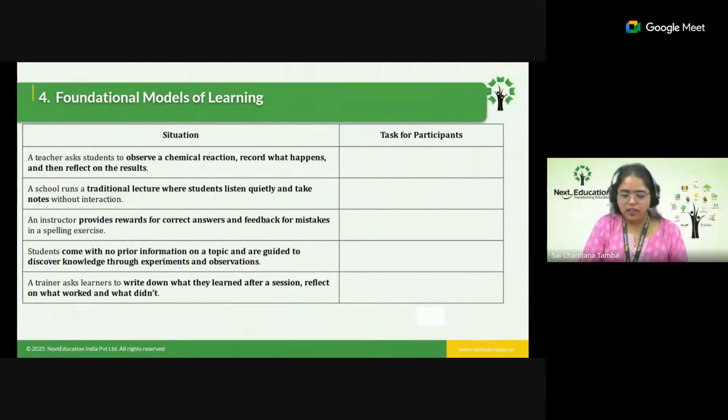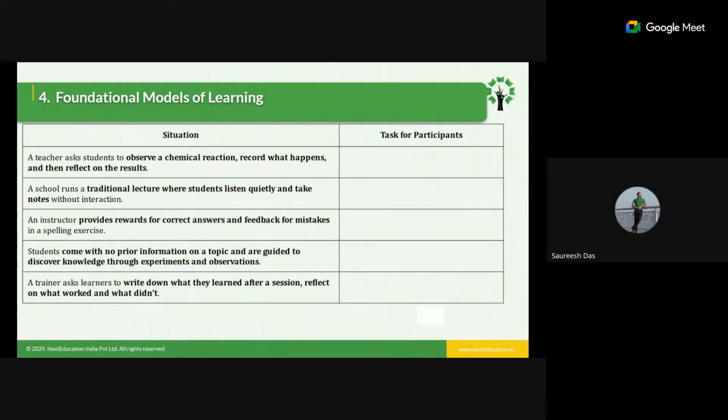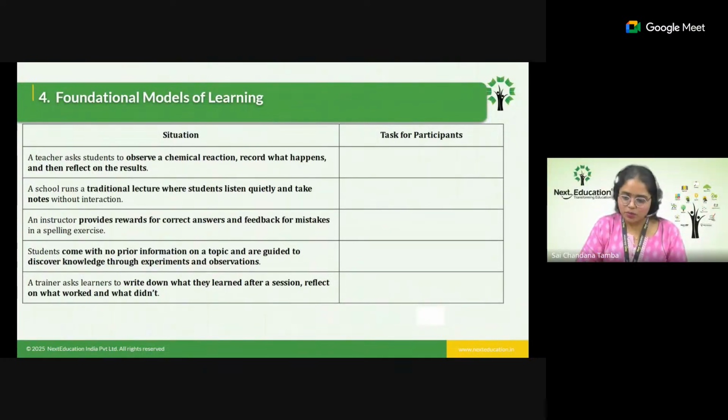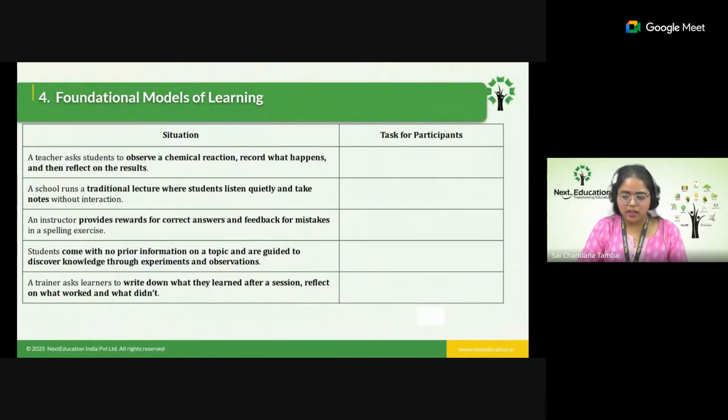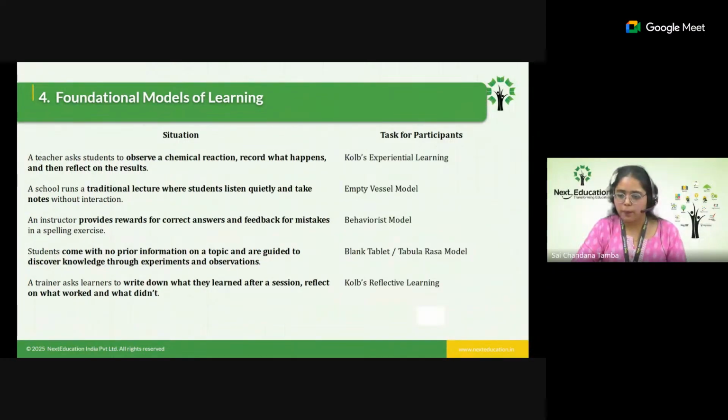Yes. A trainer asks learners to write down what they learned after a session, and reflect on what worked and what didn't. Divergers, reflective observations. Yes, that is Kolb's theory. You're right. So let's see the answers. Rita, ma'am, do you want to say anything?